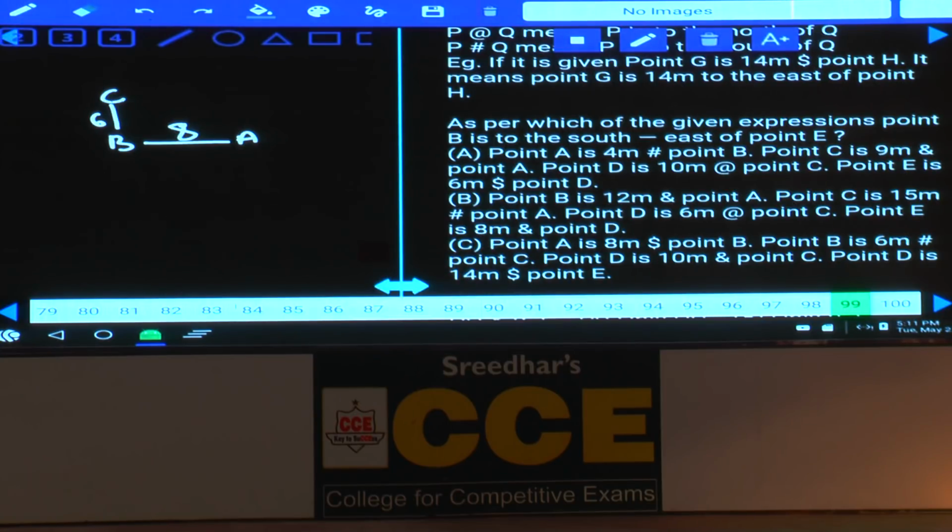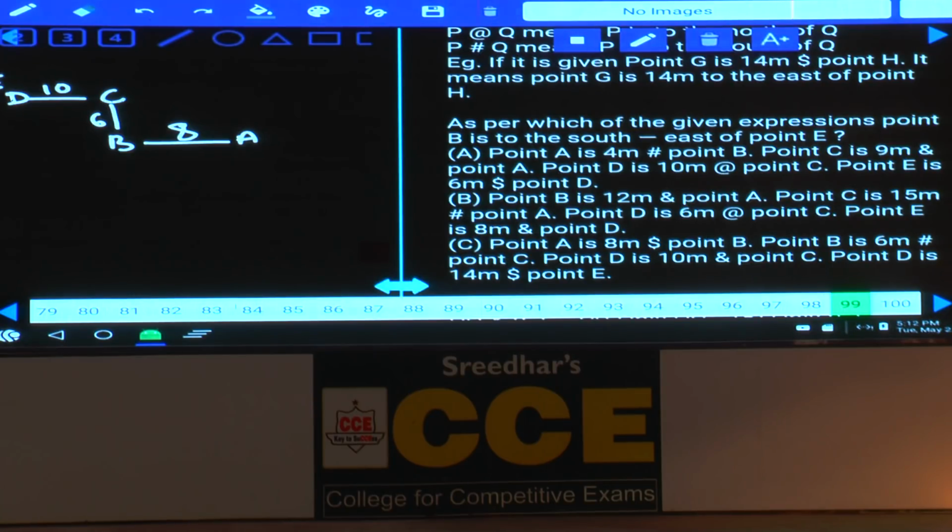Point D is 10 meters to the west of C. Now D is somewhere here. And next, D is 14 meters to the east of E. E will be somewhere to the left hand side of D only, isn't it?